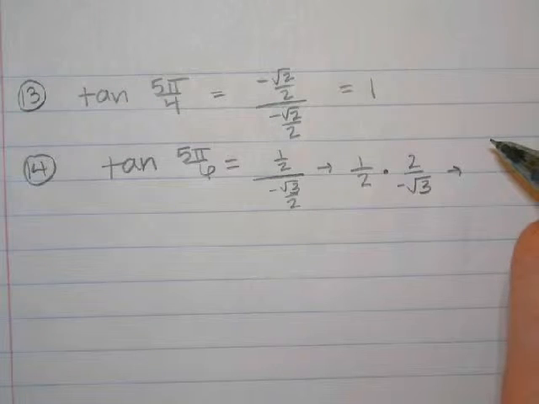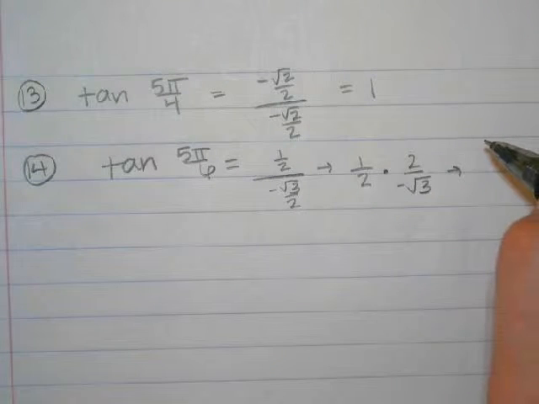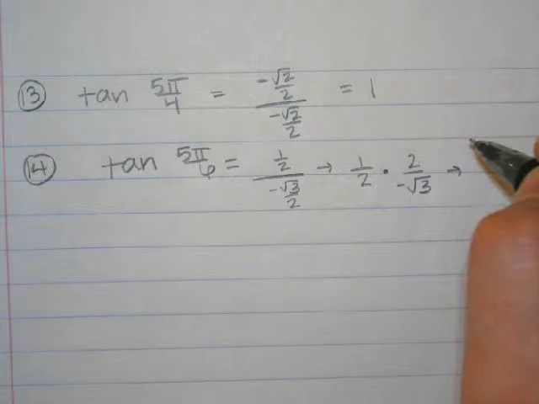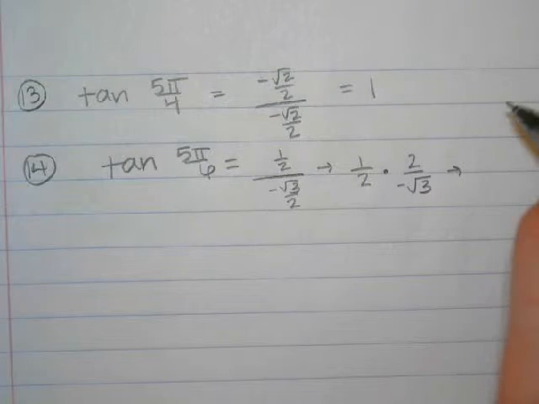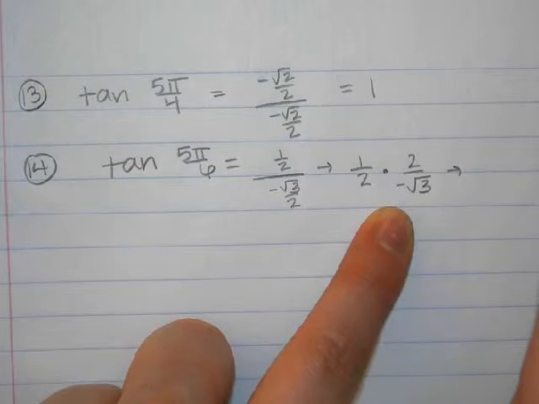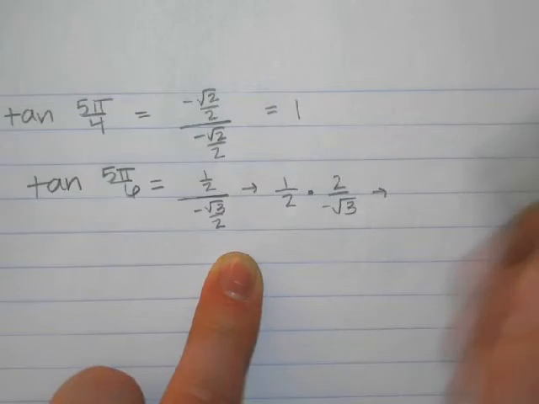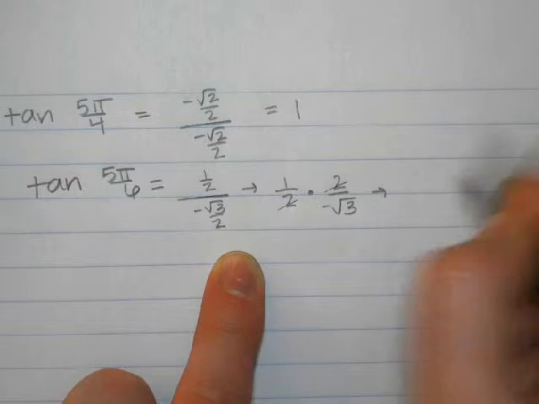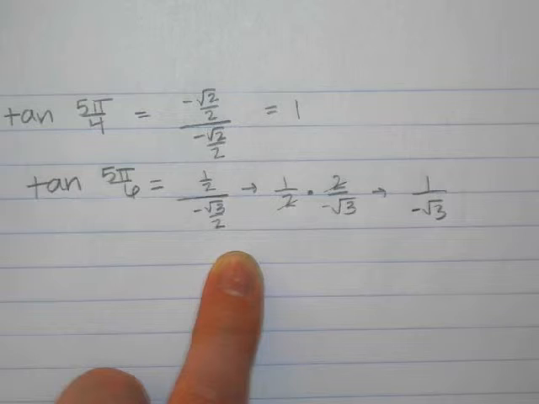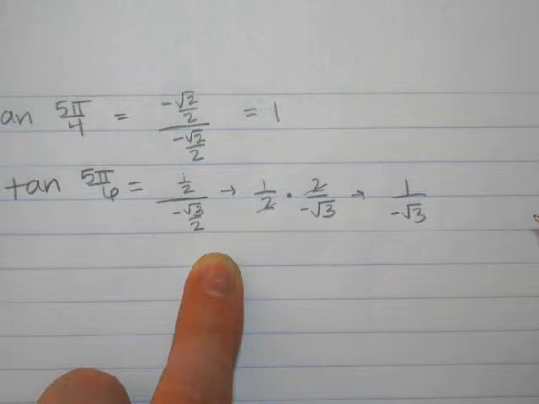Yes, but you're not done simplifying. Did we get these first two steps? You're close. So the 2's cancel, and I have 1 over negative square root 3. Am I supposed to leave a square root of 3 on the bottom? No.